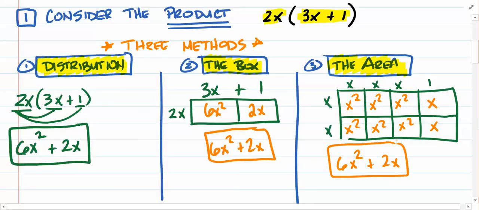So no matter how you cut it or think about it, the distribution method, the box method, or the area method, you get the same answer, and this product is represented 3 different ways.